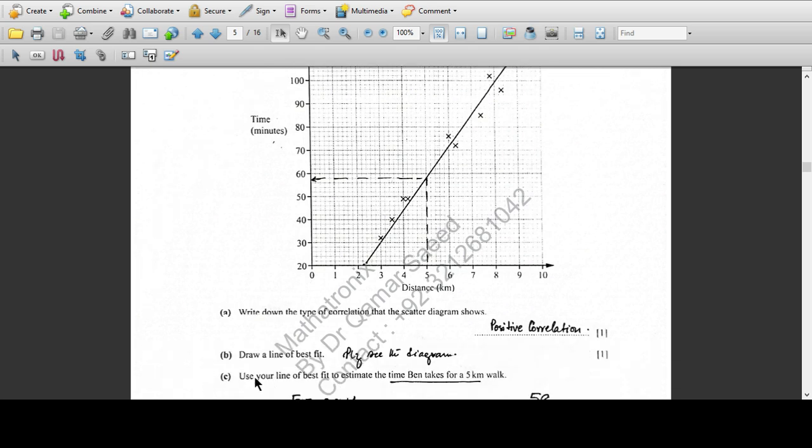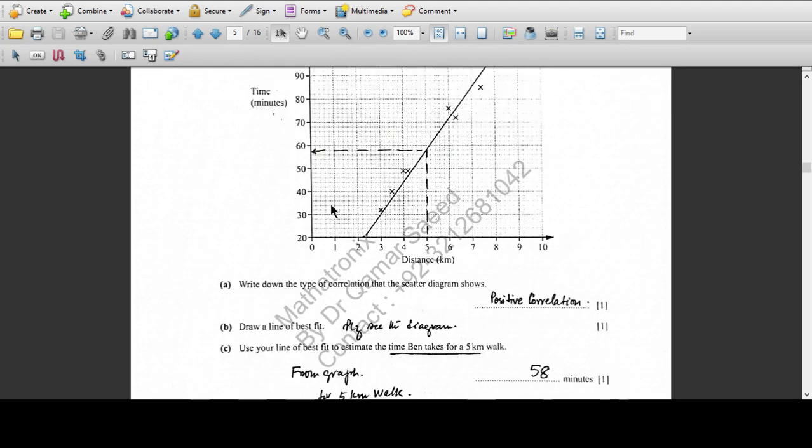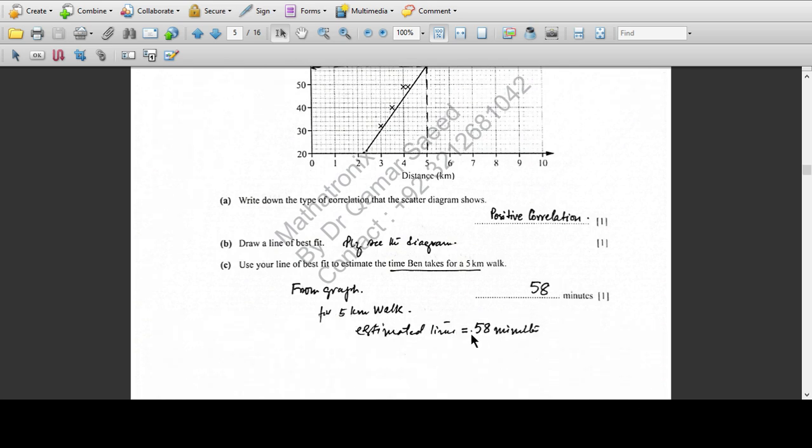Part C, use your line of best fit to estimate the time Ben takes for a 5-kilometer walk. So for a 5-kilometer walk, we read from the line on the time scale. For 5 kilometers, it would take approximately 58 minutes, because this is 50, 52, 54, 56, and this is 58. So the estimated time from the graph is 58 minutes.